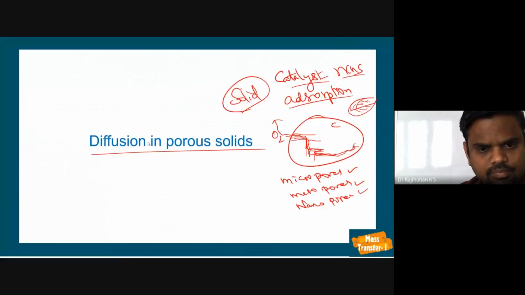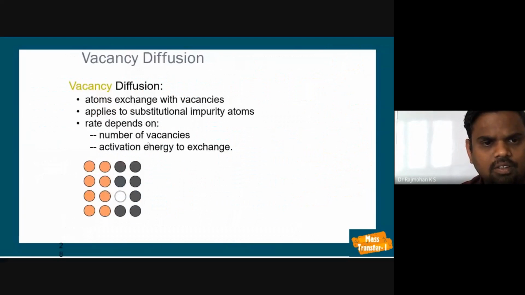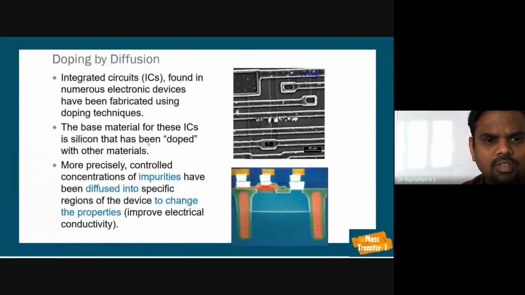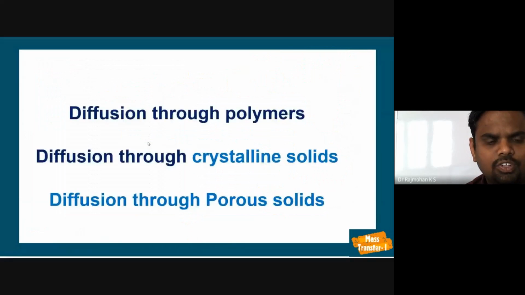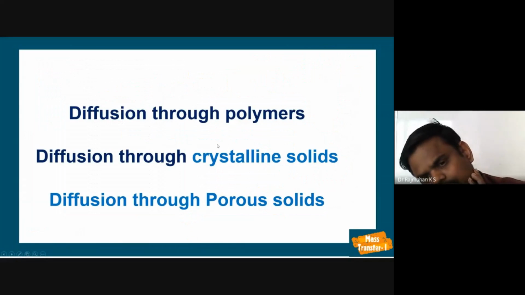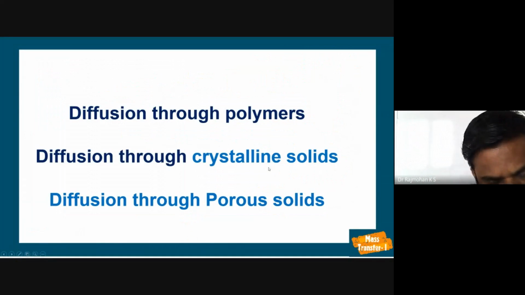In this lecture, we have discussed diffusion through polymers and diffusion through crystalline solids. Okay, so what are the different mechanisms that are taking place in crystalline solids have been explained.